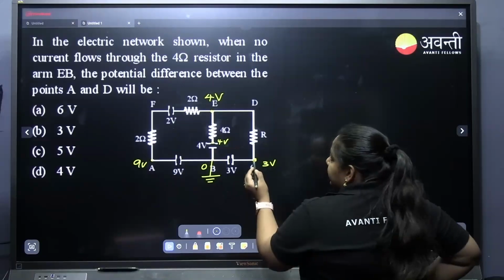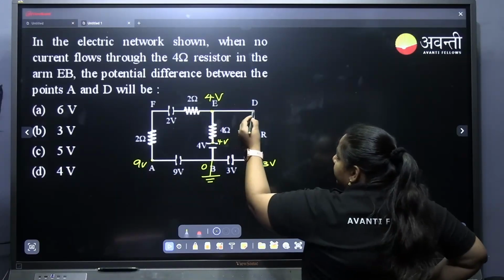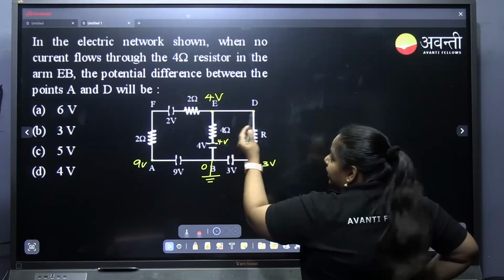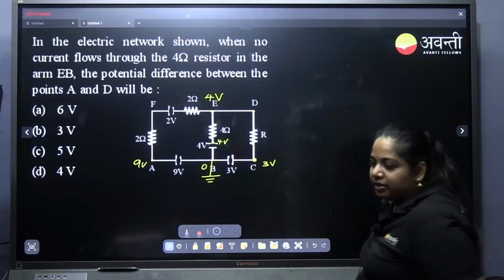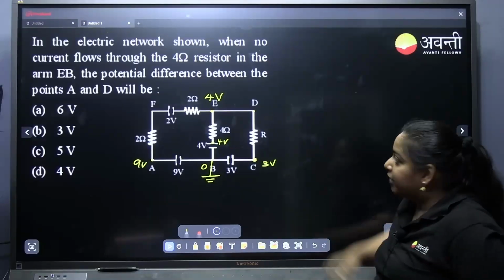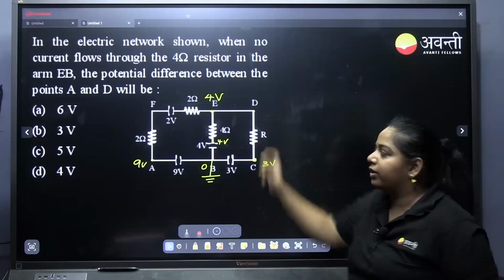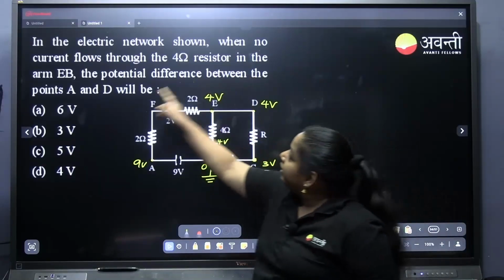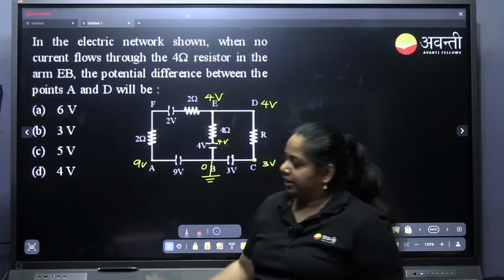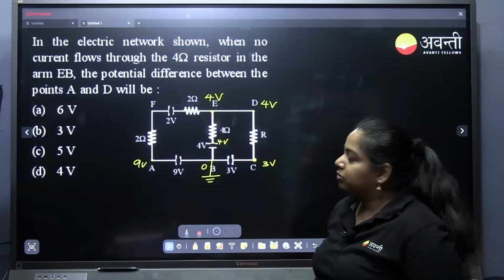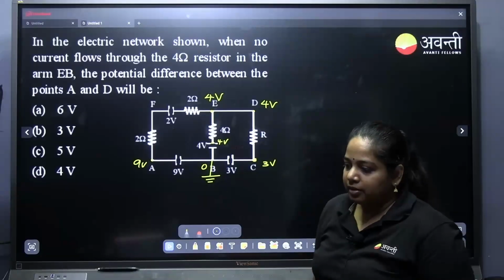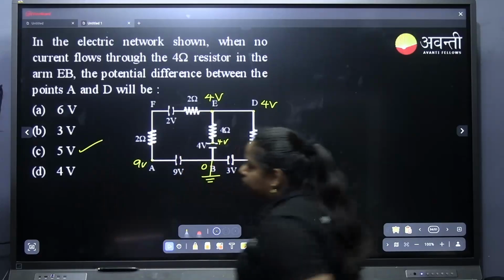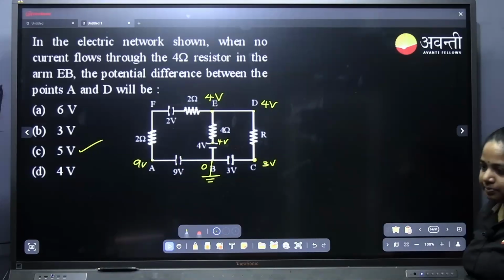Since here it is 3 and here it is 4, at D what will be the potential? D and E are both the same point. So D is 4 volt. We want to find the difference between A and D. A is 9, D is 4. The difference will be option C, 5 volt.